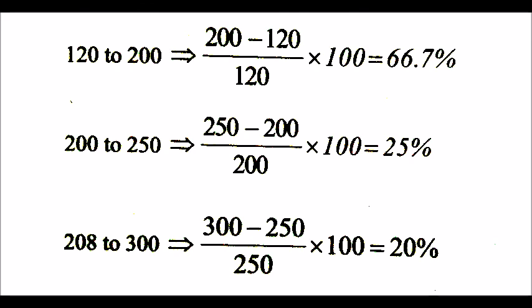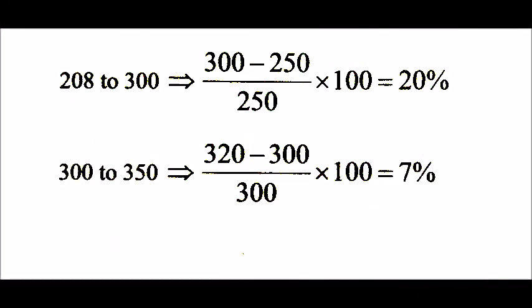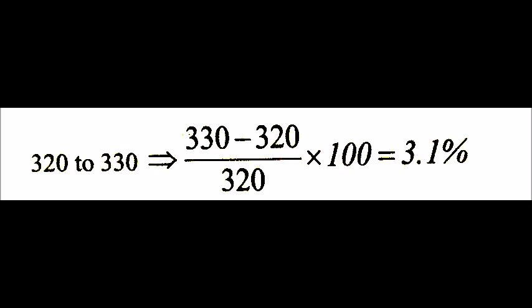You take your time and solve them to verify. Then from 300 to 320: 320 minus 300 divided by 300 times 100, you get 6.7%. Then you move to 320 to 330. So you have 330 minus 320 all divided by 320 times 100. You get 3.1%.